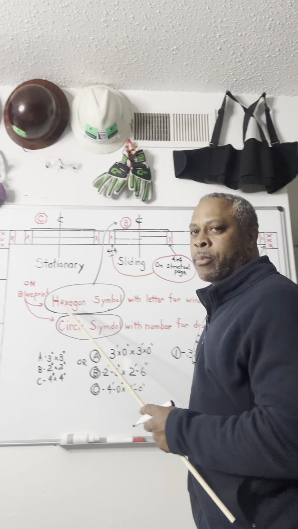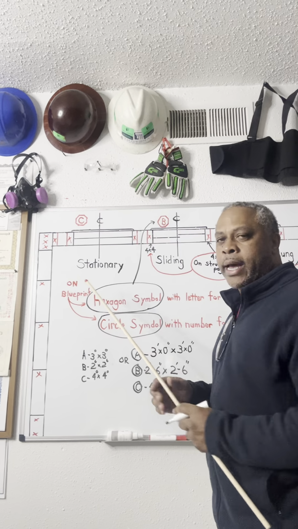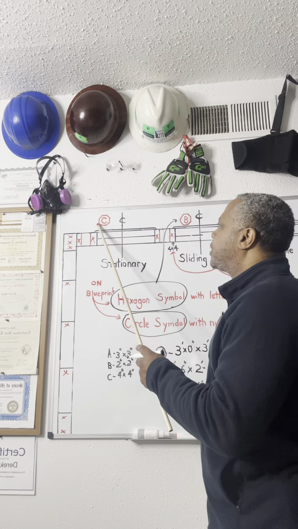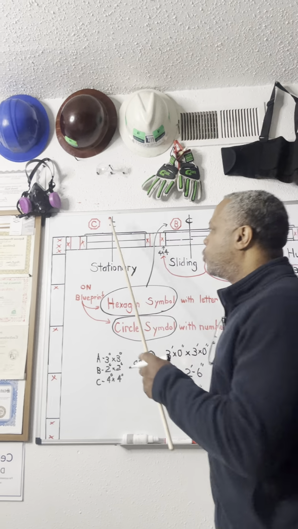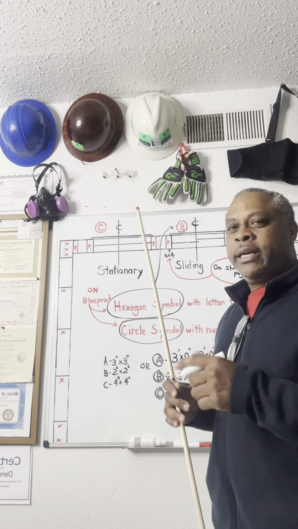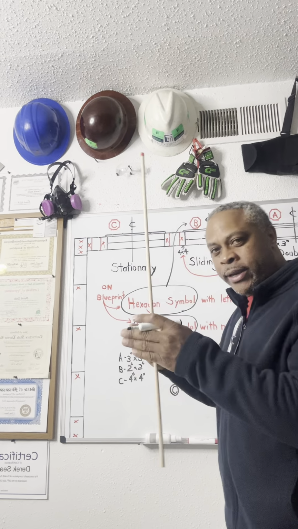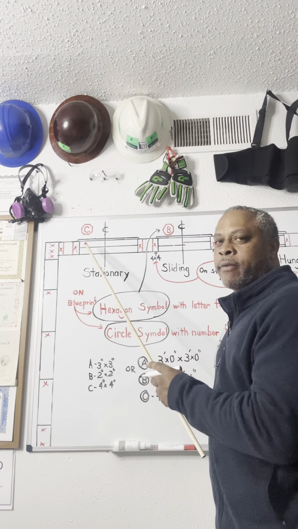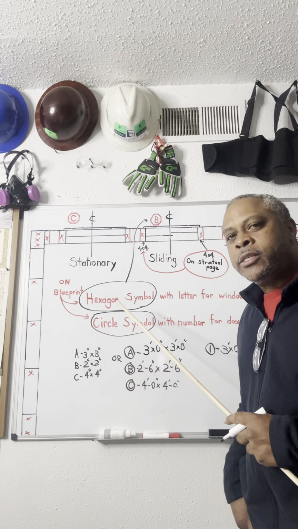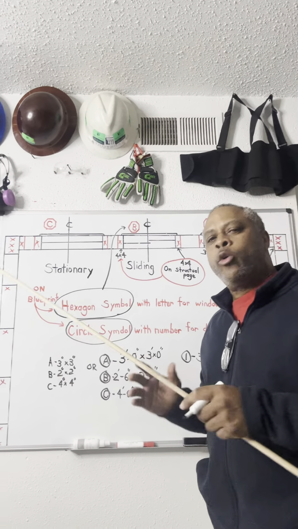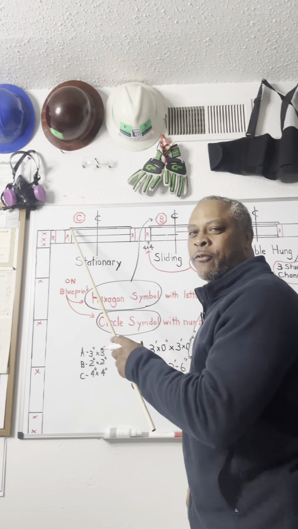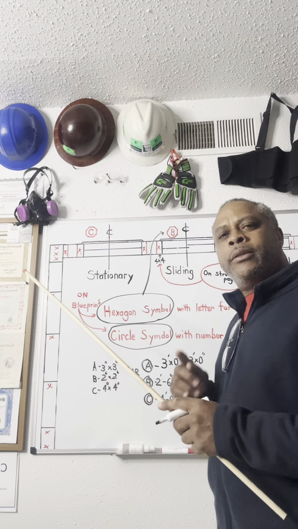The hexagon symbol. Everybody knows a hexagon, okay? When you look at the hexagon, it has 1, 2, 3, 4, 5, 6, 7, 8 sides to it. And they're all angled except for the two on the side that go straight up and down. So the way you identify a window is through its symbol on the plans, because the window schedule is not on the floor plan. Just the symbol is on the floor plan. That's the symbol you look for so you can identify, oh, that's a window.